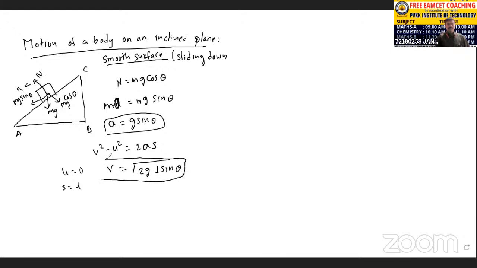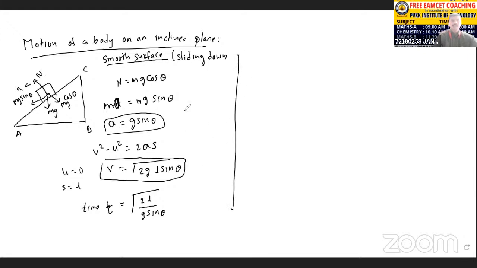Now the time period. What is the formula? T is equal to the square root of 2L by g sin theta. This is the time period. So this is a smooth inclined surface, sliding down. Suppose the body is sliding up.